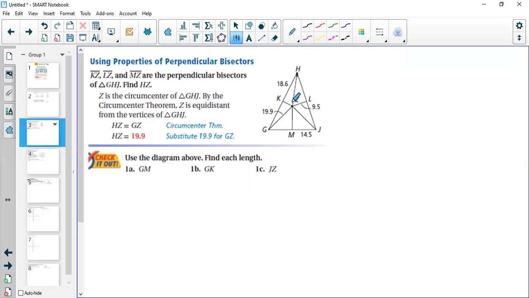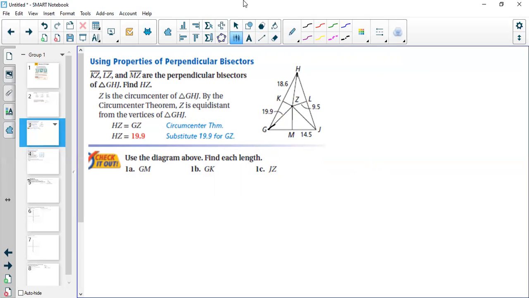Here we want to find this, which means the length of this is 19.9. So the length of HZ is also going to be 19.9. Basically, it's a triangle like that. So the distance from H to Z is 19.9, and this side is also going to be 19.9. Now use the diagram above and find the length of GM.